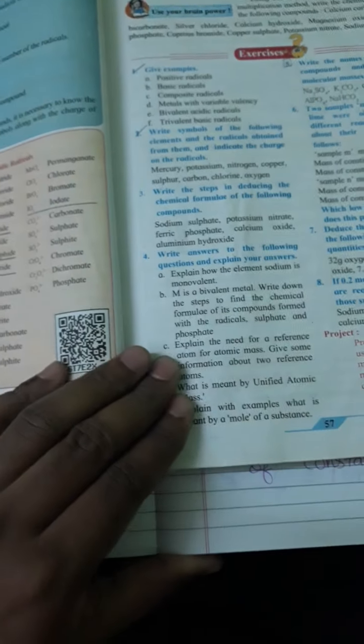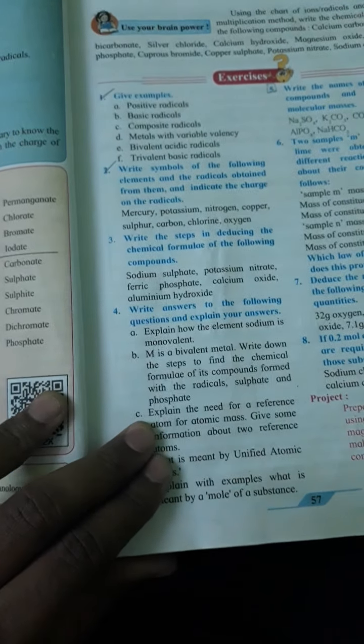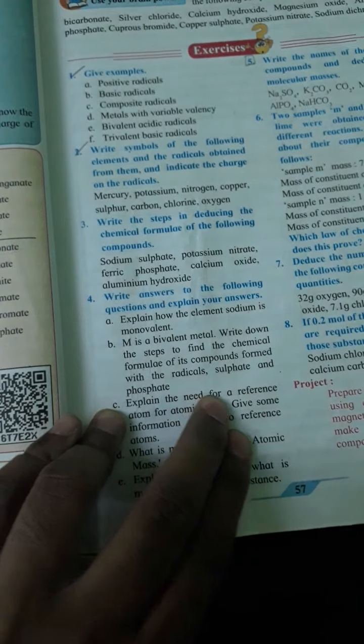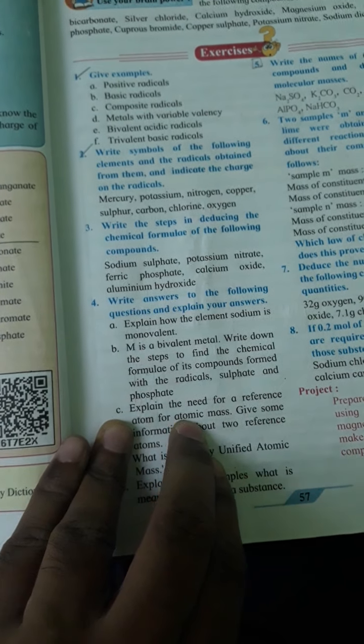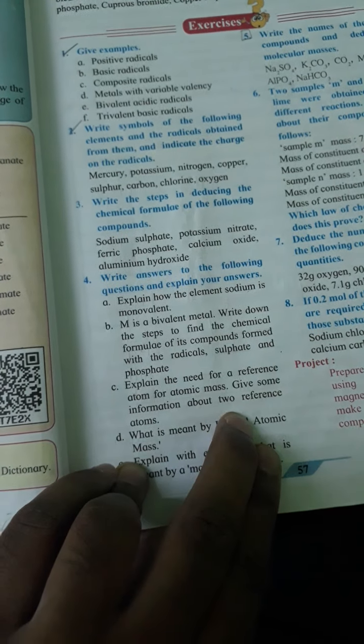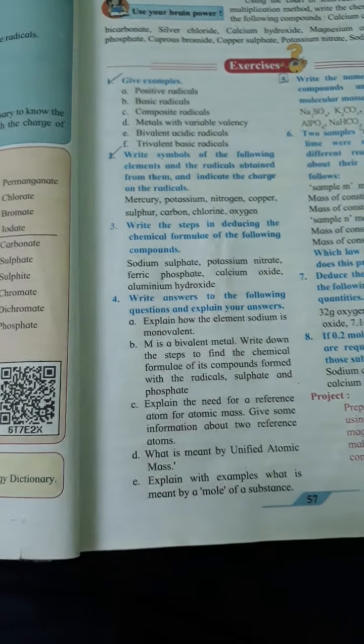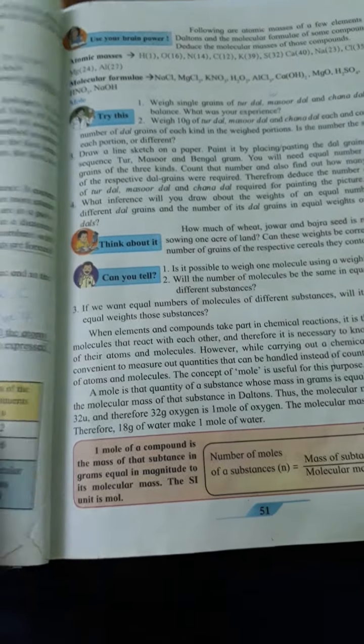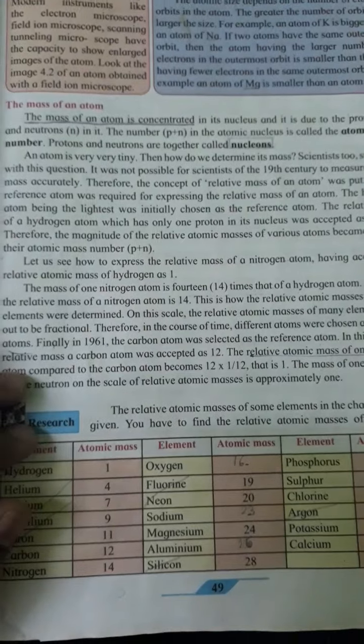Now we have completed up to question number 4b. Question number 4c: Explain the need for reference atom for atomic mass. Give some information about two reference atoms. See, this answer is also there in your book, on page number 49.